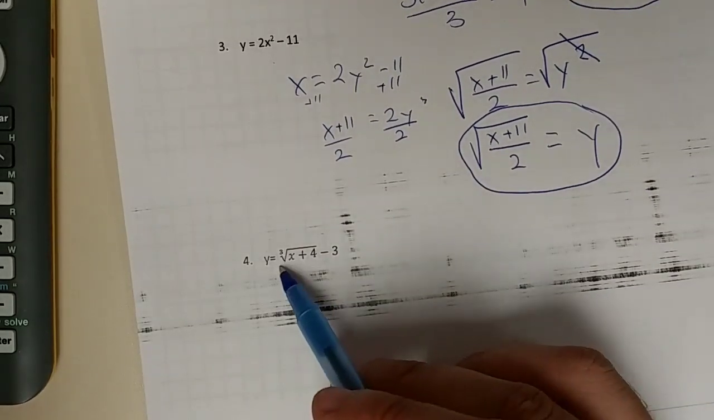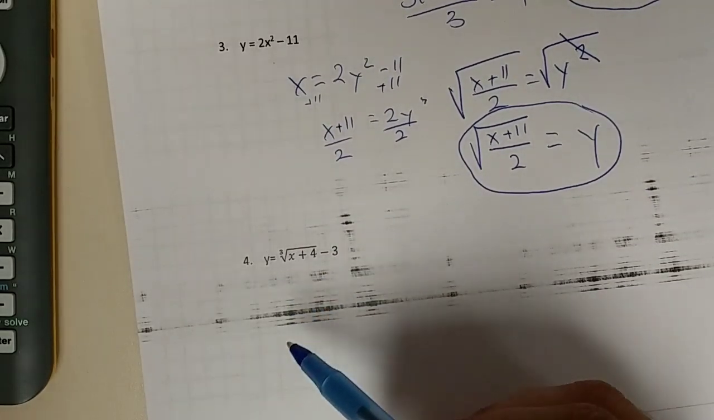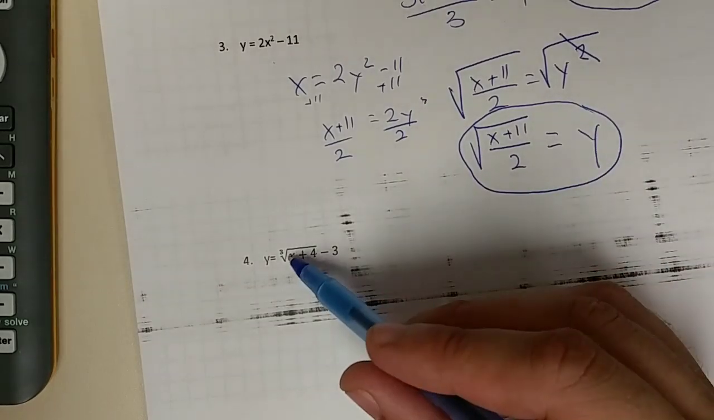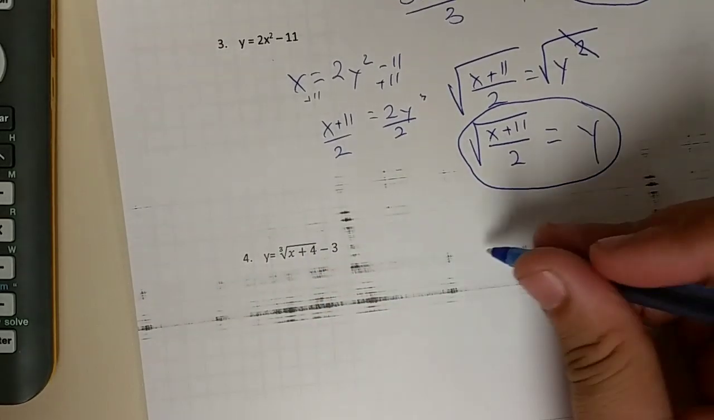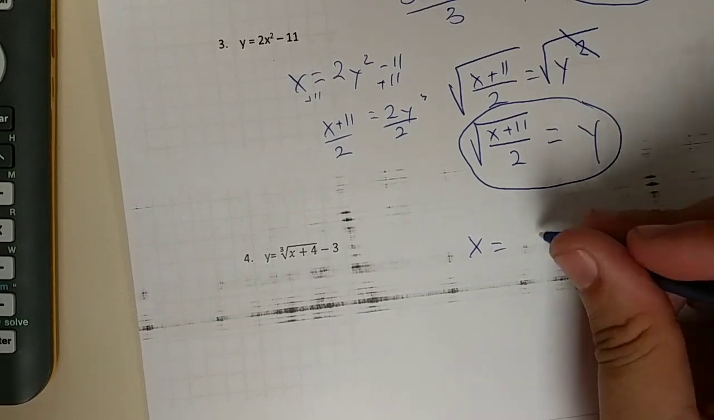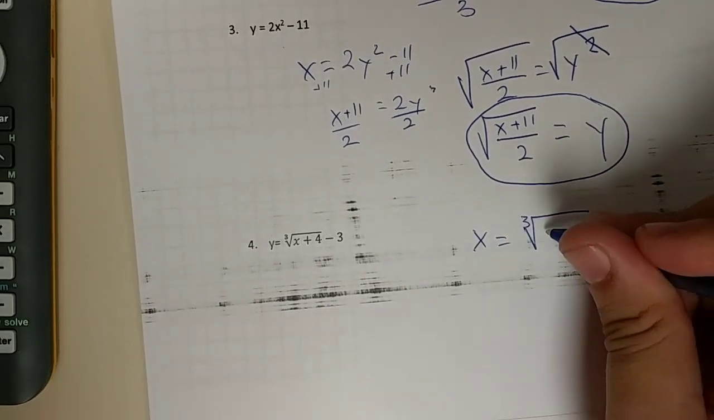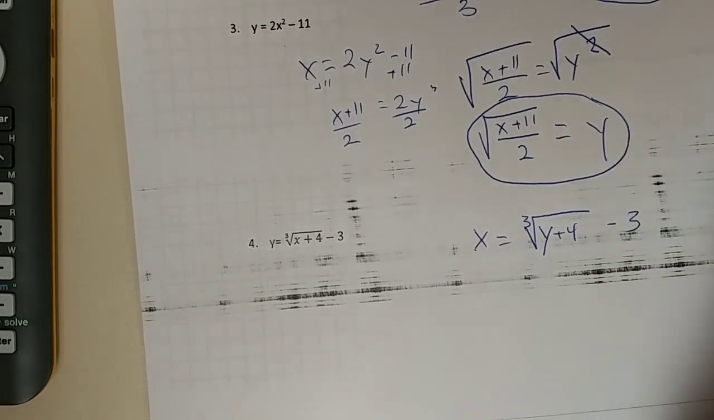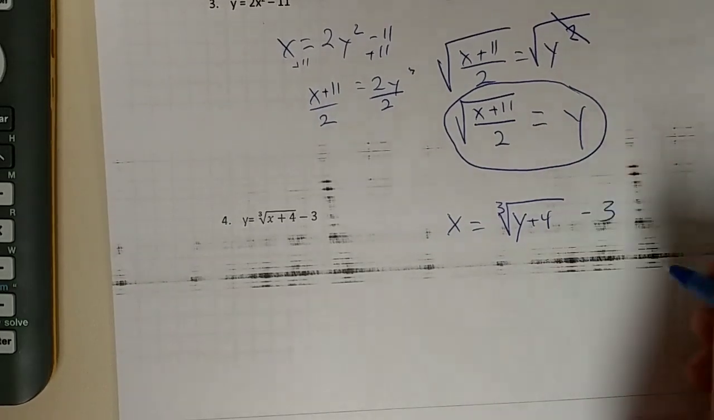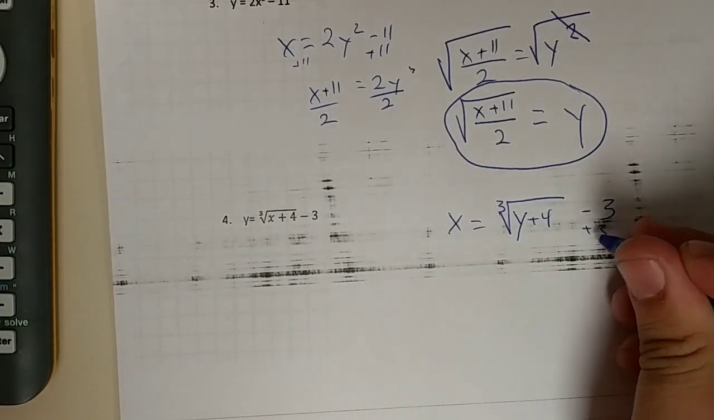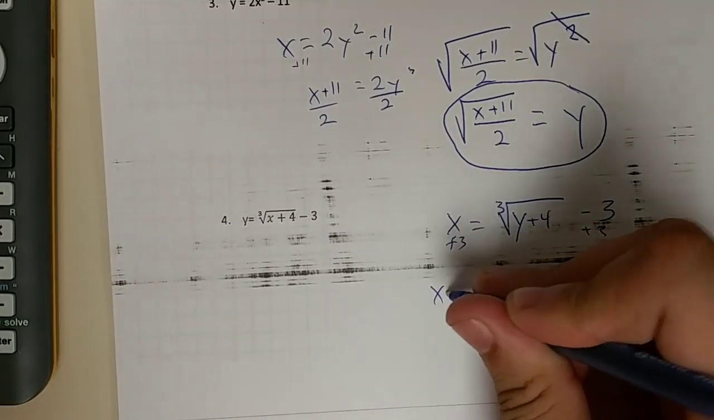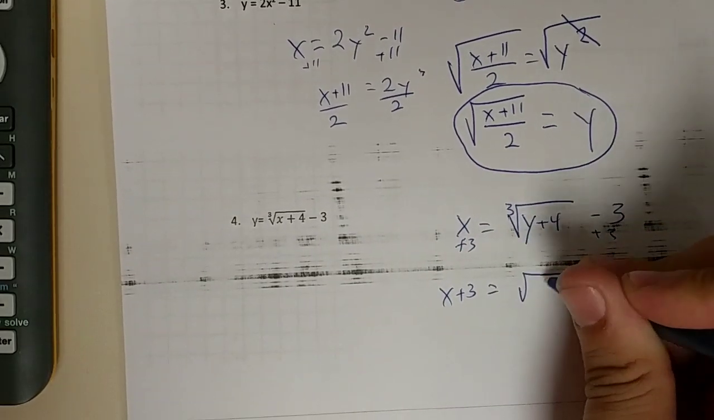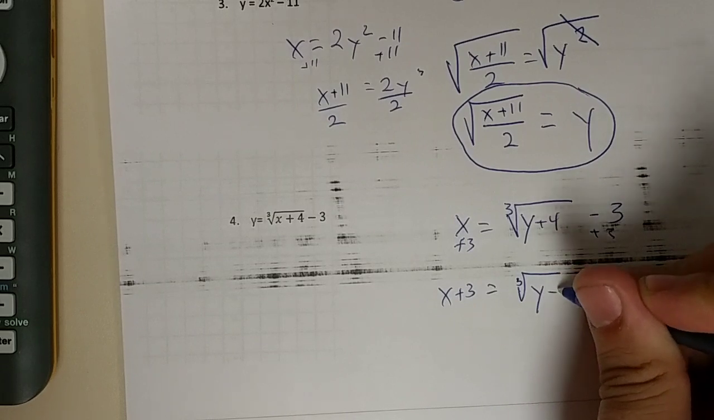Last one. This time we have the cube root. So we're going to do something like cubing. So let's swap places. x equals the cube root of y plus 4 minus 3. First, we want to get the plus 3 on both sides. x plus 3 equals the cube root of y plus 4.